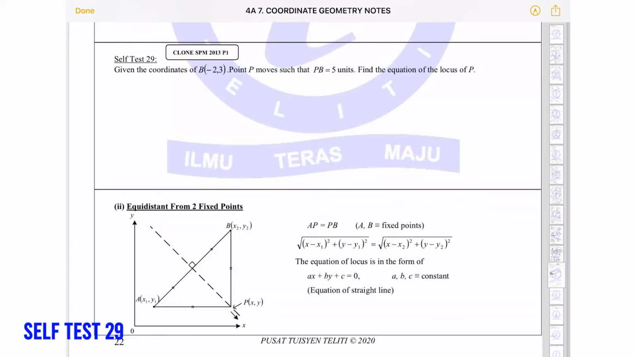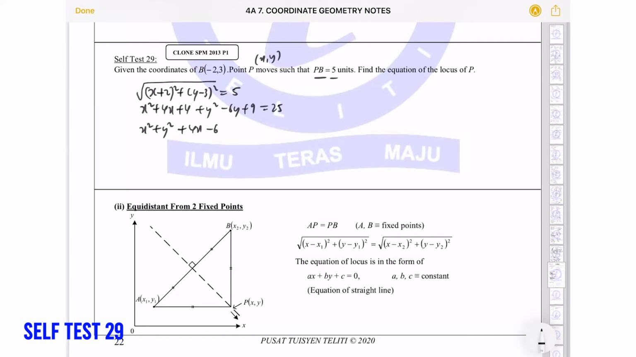Okay, self-test 29. Now distance PB is 5. B is a fixed point, P is a moving point. So we use the square root of (x minus 2) squared plus (y minus 3) squared, and the result is now 5. We shall just expand both sides. y squared minus 6y plus 9, 5 squared is just 25. Put it together: x squared plus y squared plus 4x minus 6y, 13 minus 25 is negative 12. There you go. That's your answer.